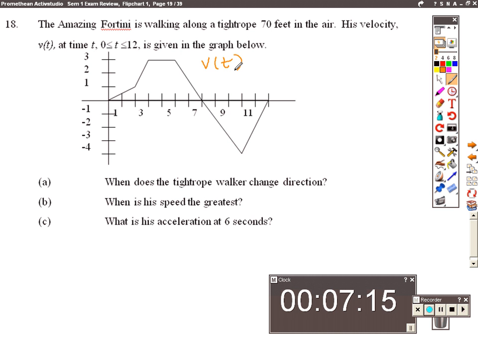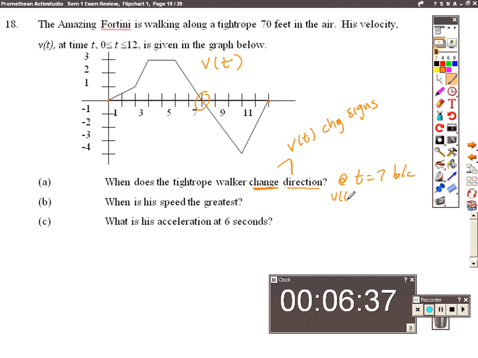Question A, when does the tightrope walker change directions? Now you got to be careful. It's not just when the velocity is 0. The velocity is 0 here and here and here, but it says change direction. So what we're looking for is we want to see velocity change signs. And the only time the velocity changes signs is at 1, 2, 3, 4, 5, 6, 7. The 7 goes here. At t equal to 7.